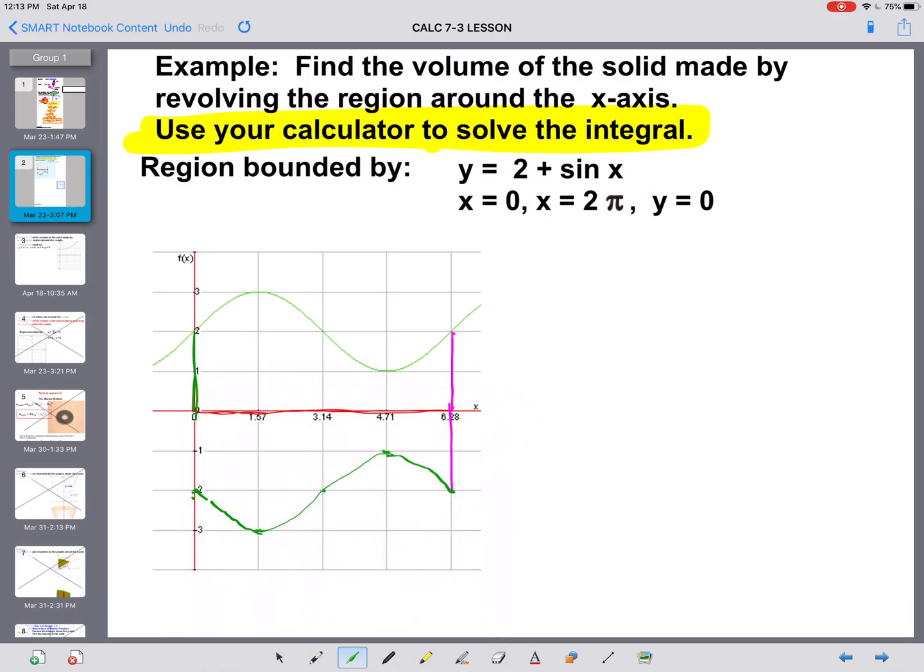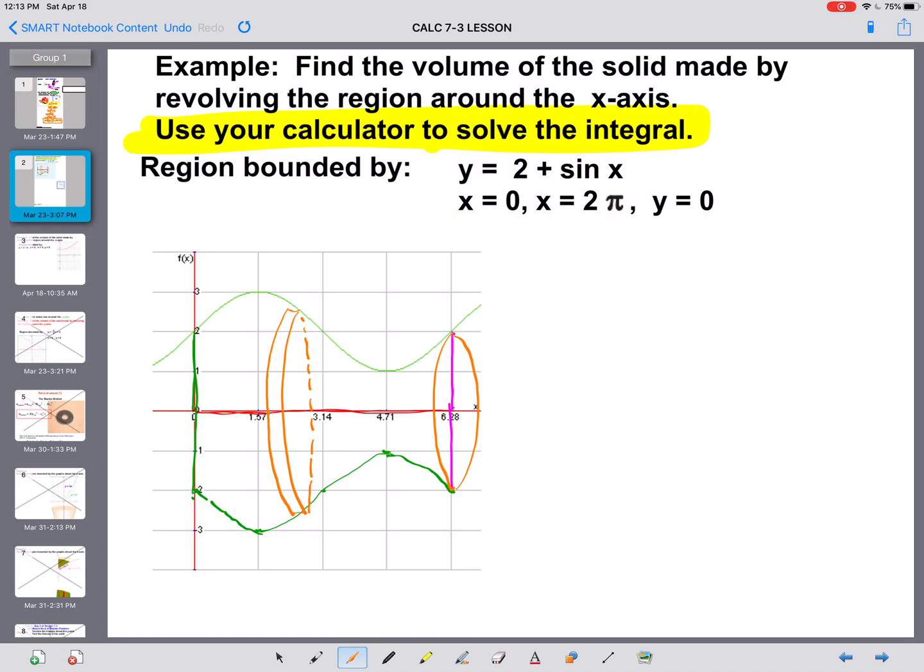Now remember, I'm taking that region and I'm revolving it around the x-axis. So I'm going to get a shape something like this. It's going to be circular. If I do a cross-section, here we go, I'll do a cross-section right here. There it is. Oh yeah, the cross-section is a circle. Take a look. There's my little cylinder that we talked about earlier.